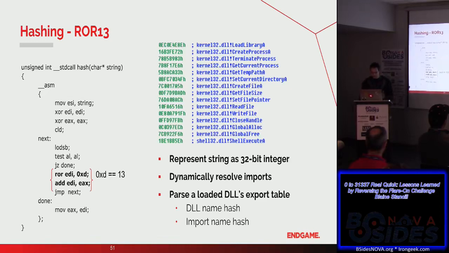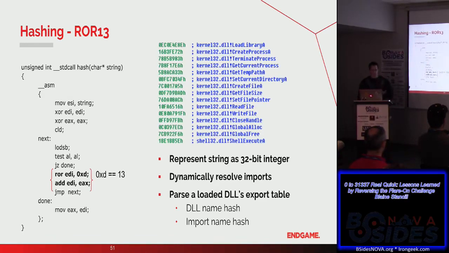Besides just not taking as much space, instead of importing the functionality, we'll typically import it dynamically. To do so, we'll scan through the loaded modules or loaded DLLs, look at the names, hash each name, and compare it to the hash we're looking for. Once it finds a matching hash, it's like, aha, I found the DLL I'm looking for. Now I need to scan through its exports, hash each export name, and try to match it with my own hashes.